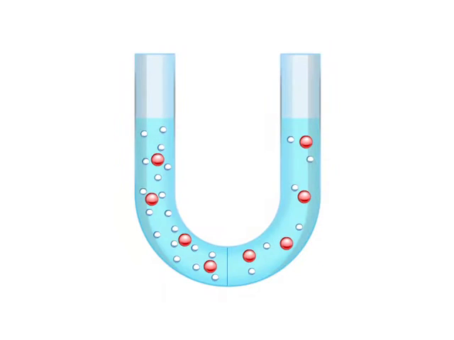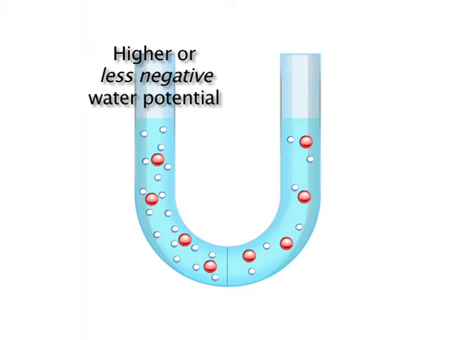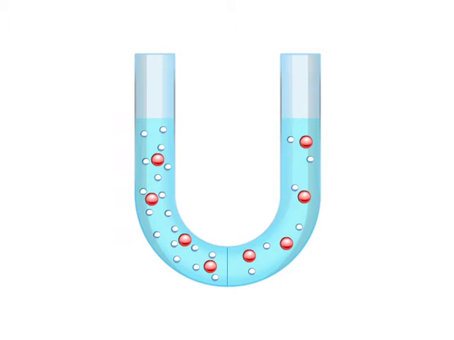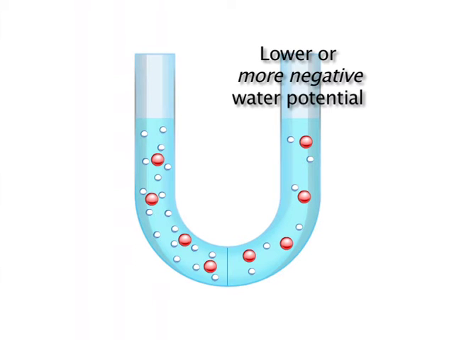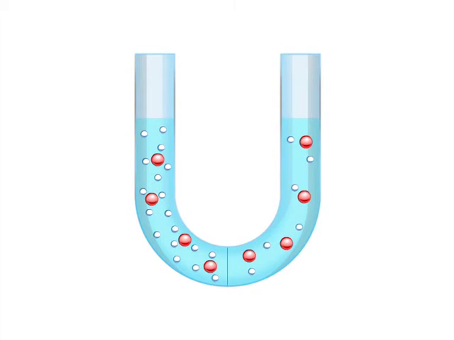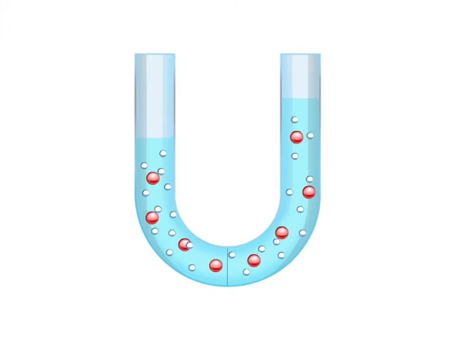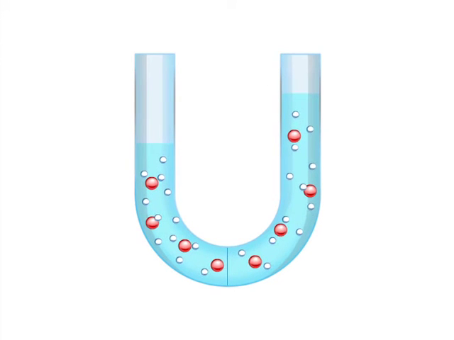negative. If water can move through a partially permeable membrane between two places, it will always move from the region of higher or less negative water potential to the region of lower or more negative water potential. Water can therefore pass from one sucrose solution to another.